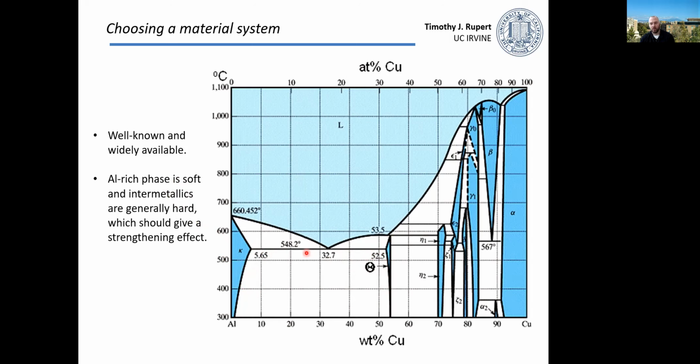And what that means is that I'm going to have a relative mixture of a relatively soft and a relatively hard phase. So this should be good for seeing these types of effects that we're looking for. Now I'm going to zoom in on that aluminum-rich side of this region. So we're going to be thinking about aluminum with just a little bit of copper in it, and how we can look at this two-phase nucleation and growth.